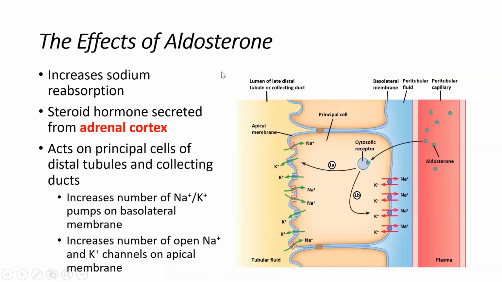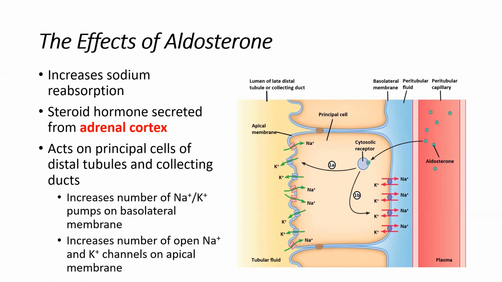So let's talk a little bit about aldosterone. It increases sodium reabsorption. It is a steroid hormone, so it's secreted from the adrenal cortex. If you remember from the endocrine system, we talked about the outer part of the adrenal gland secreting mineralocorticoids, glucocorticoids, and androgens. Aldosterone is one of those mineralocorticoids, right? That's one of the specific examples.